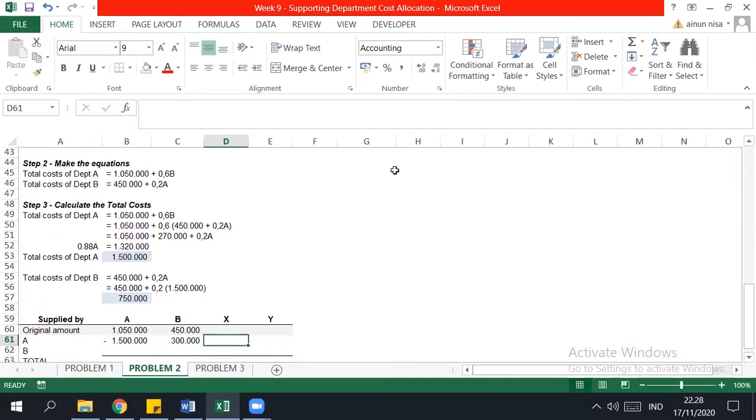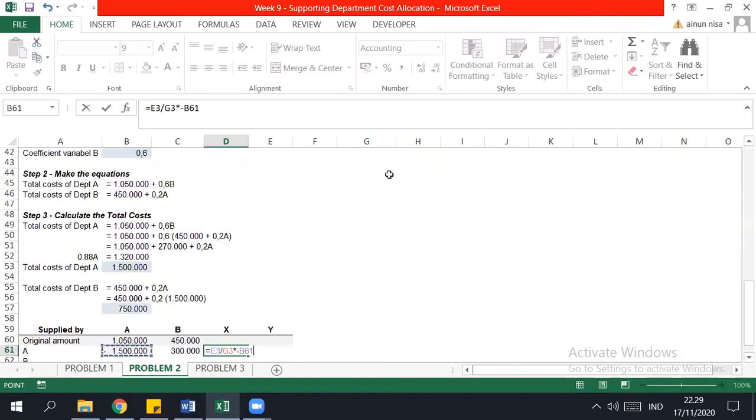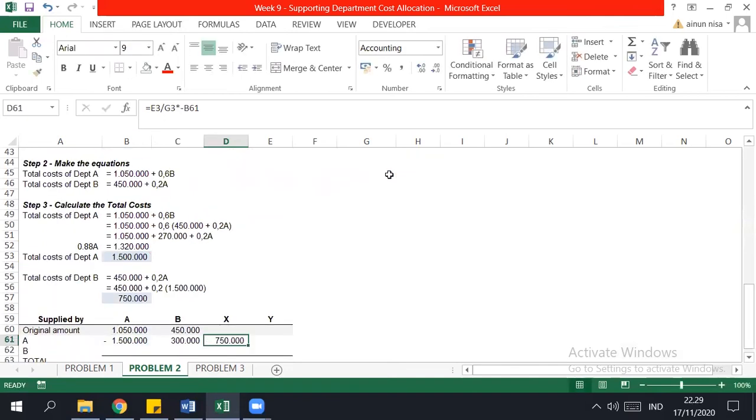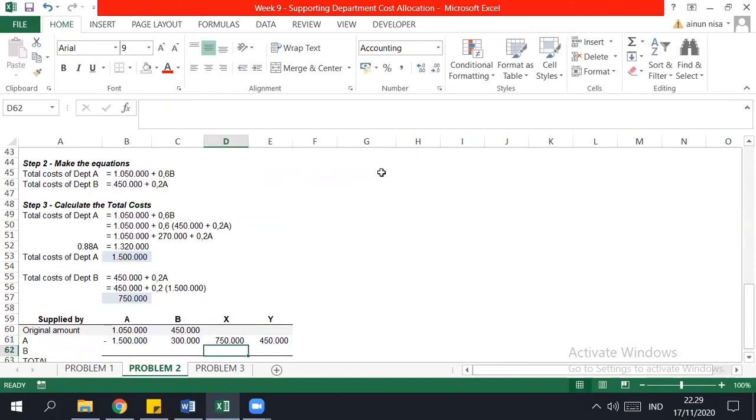And for department X, it is the usage of department X divided by the total usage times the cost of department A, which is 1,500,000, and it equals to 750,000. And for department Y, it is the usage of department Y, which is 1,500 divided by the total usage times the total cost of department A. Okay, and after allocating department A, next is allocating the cost of department B.